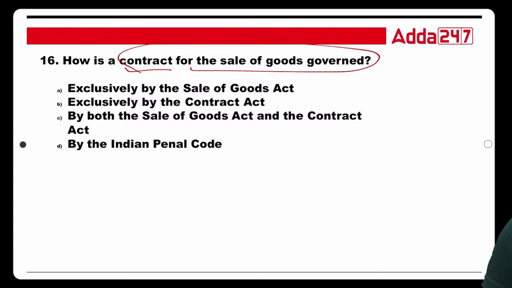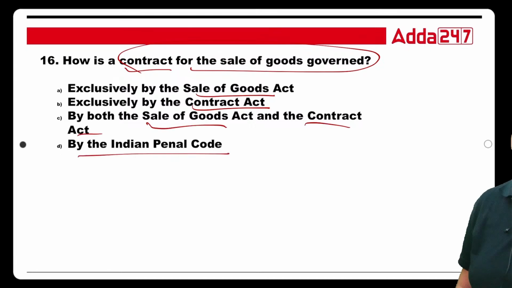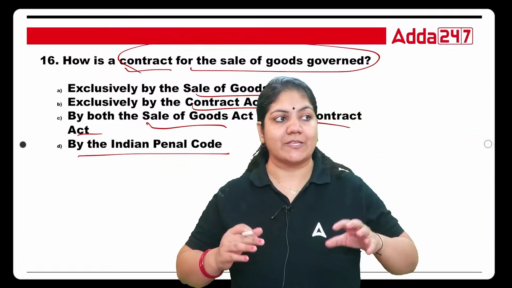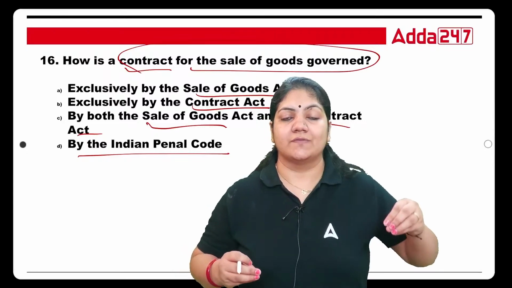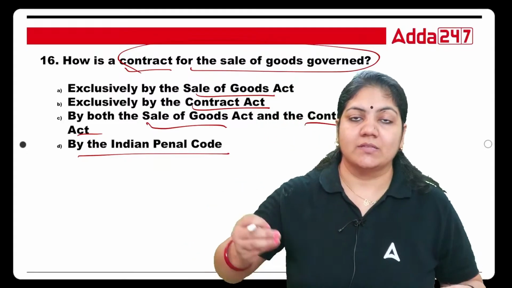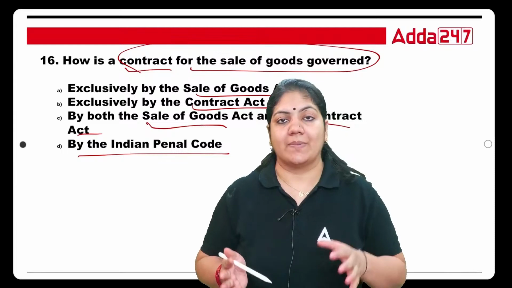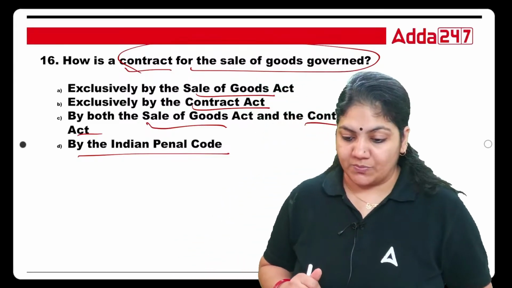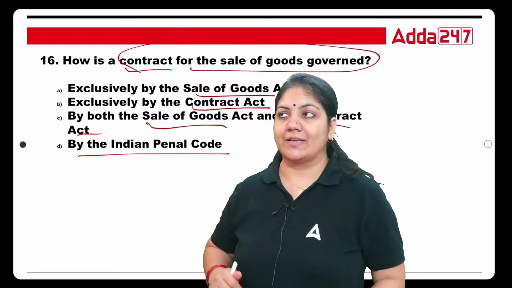How is the contract for the sale of goods governed? Exclusively by the Sale of Goods Act, exclusively by the Contract Act, by both the Sale of Goods Act and the Contract Act, or by the IPC. See, as we know, two acts have been removed from the Indian Contract Act. The first is the Sale of Goods Act and then the Partnership Act. So these two acts were part of the Indian Contract Act, but were removed. The Indian Partnership Act came into picture in 1932 and the Sale of Goods Act in 1930.